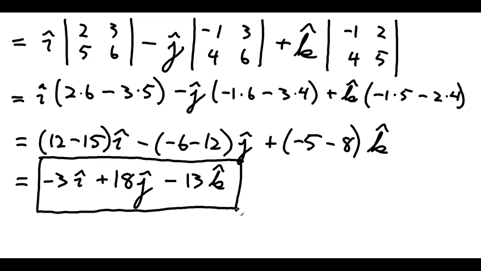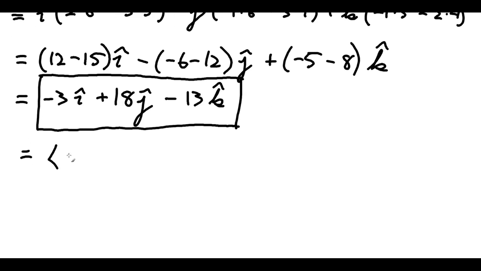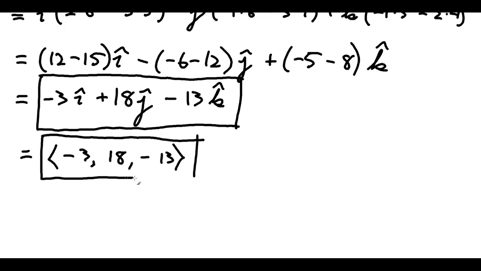This is in ijk form, which is a perfectly acceptable way to leave it. I believe I stated it in angle bracket form with the components. So if you do want to translate it back to angle brackets, you can certainly do so as negative 3, 18, negative 13. So that would be another way of writing this answer. All right. So this is using cofactor expansion, writing out all the steps.